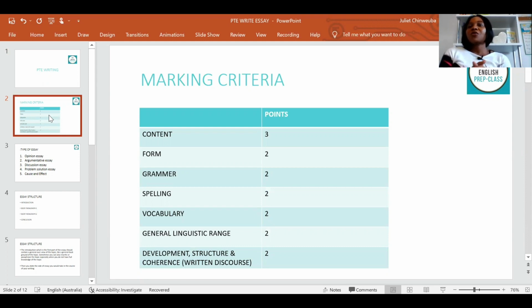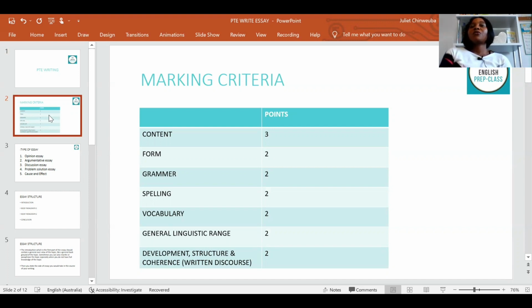Then you'll also be scored for general linguistic range. How do I explain that now? It's how your essay is flowing from one point to the other, and if it's making sense. Then you also get 2 marks there.